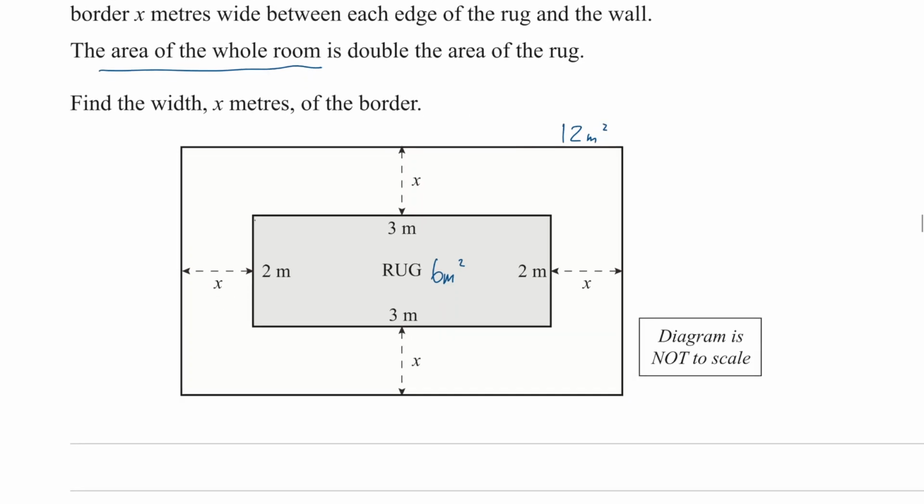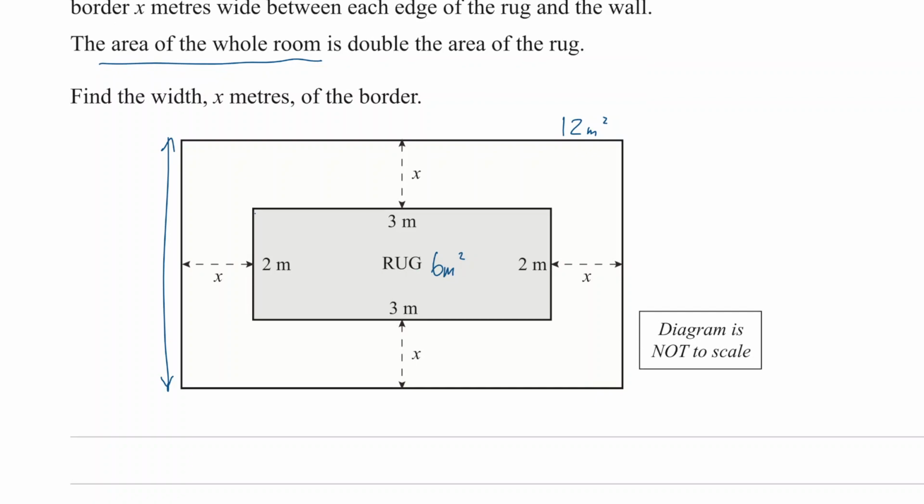So let's have a think. What's the width of the room in terms of x? So it's 1x, 2x, so it's definitely at least 2x, but there's also the width of the rug, right? So this width here, let's just line that up. There we go. So 2x plus 2 is the width of the room in terms of x.